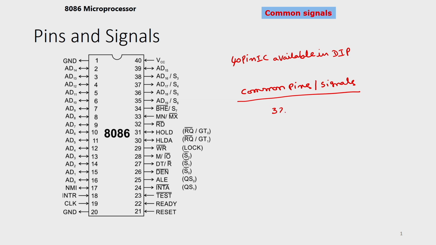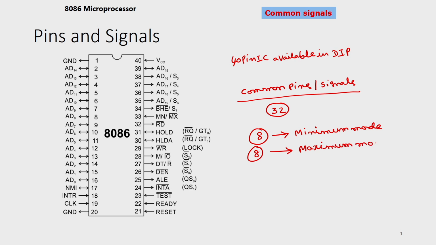There are 32 common pins in total, 8 exclusively for minimum mode, and 8 exclusively for maximum mode. As I discussed yesterday, minimum mode is a single user configuration, whereas maximum mode is multi-user. So, first I will discuss the common pins.